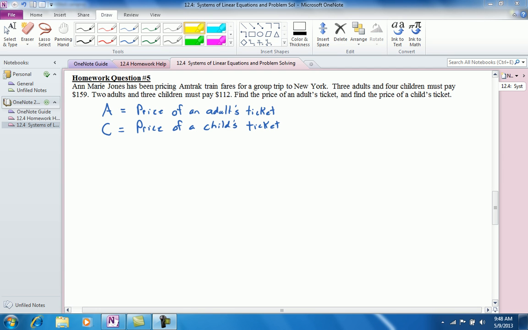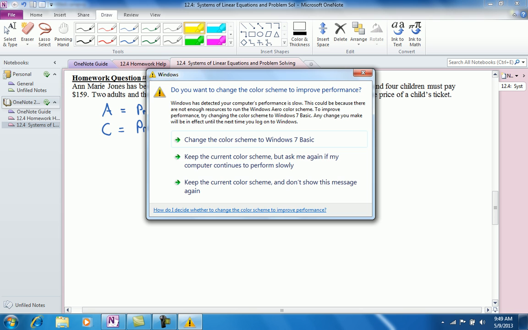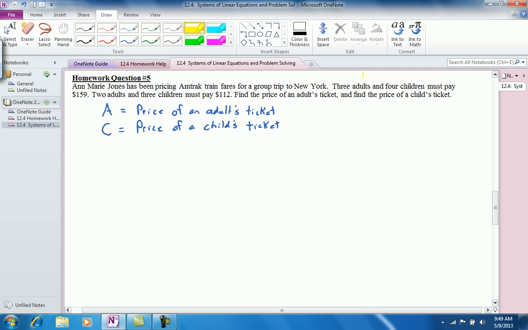So our next word problem. Anne Marie Jones has been pricing Amtrak train fares for a group trip to New York. 3 adults and 4 children must pay $159. 2 adults and 3 children must pay $112. Find the price of an adult's ticket and find the price of a child's ticket.